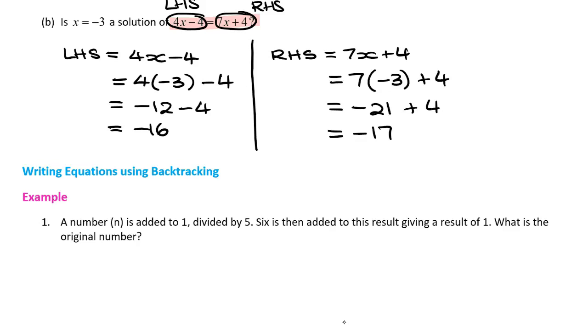Oh no. So now we've seen the left-hand side was equal to negative 16. The right-hand side was equal to negative 17. So now let's be really clever. We're going to write left-hand side, and we want to write does not equal. You can represent that by an equal sign with a line through it. Really handy. So left-hand side does not equal right-hand side. So x equals negative 3 is not a solution.